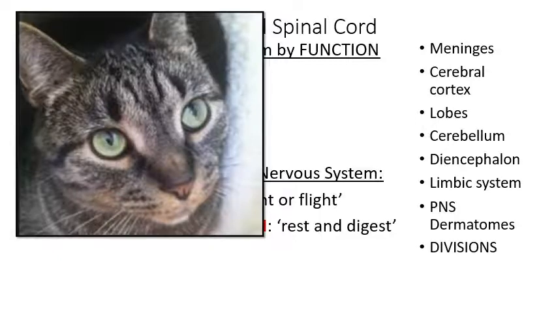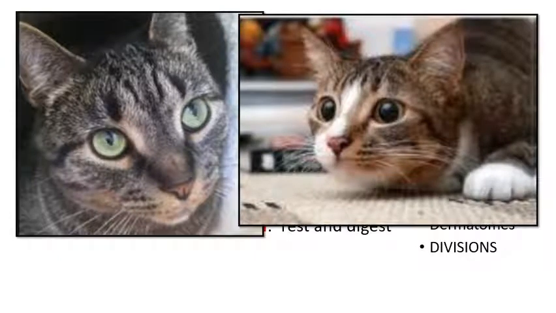How about this one? Okay, do you notice a very obvious difference between these two cats? And that is the eyes, right? The pupils in this cat are dilated. Dilation means they open up. The pupils are constricted in this one. So the sympathetic division of the autonomic nervous system has been activated in the cat on the right. In the cat on the left, it's the parasympathetic division that's active.